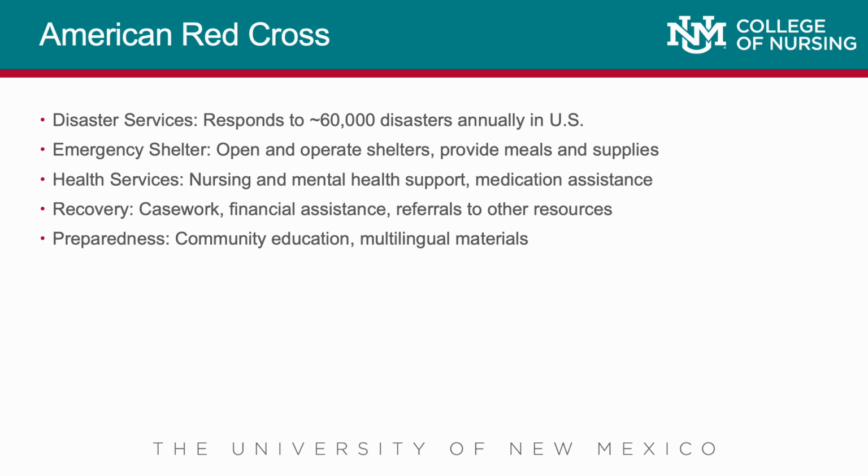Again, in disaster services, they respond to about 60,000 disasters annually. And remember that the Red Cross responds to house fires in communities all across the country. They manage these shelters, or a large number of them. They also have nurses that can provide some health services. They do casework, financial assistance, and referrals, and they do a lot of education.